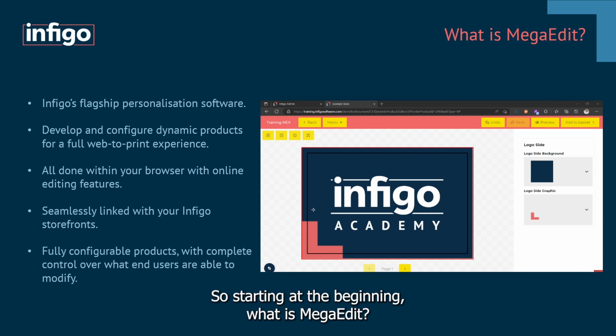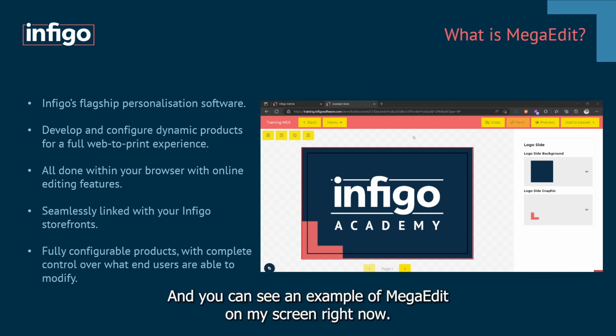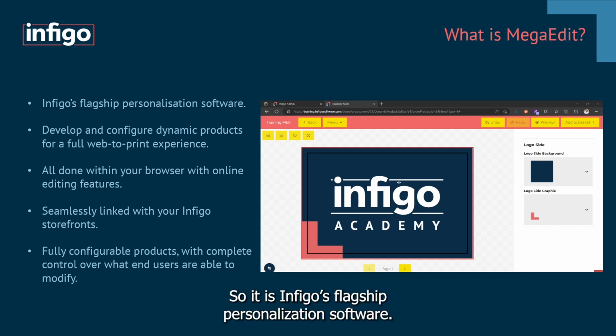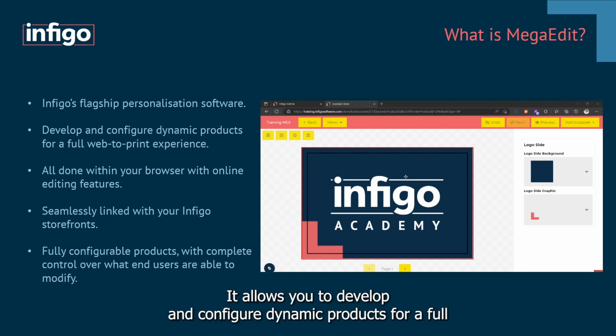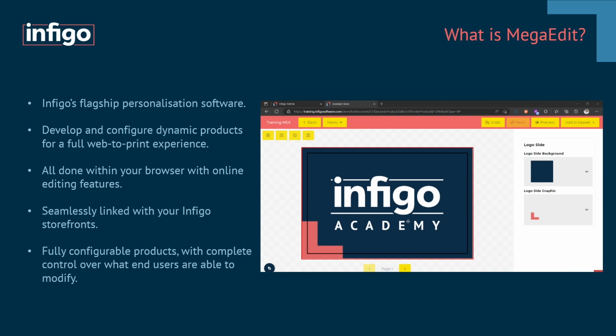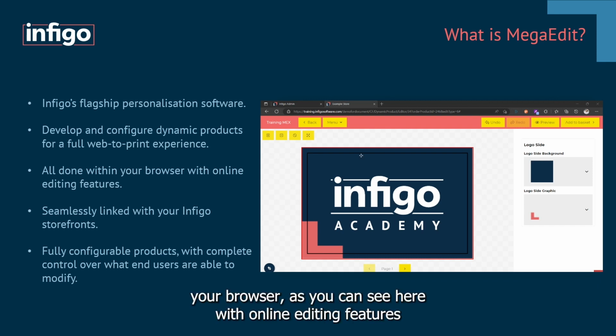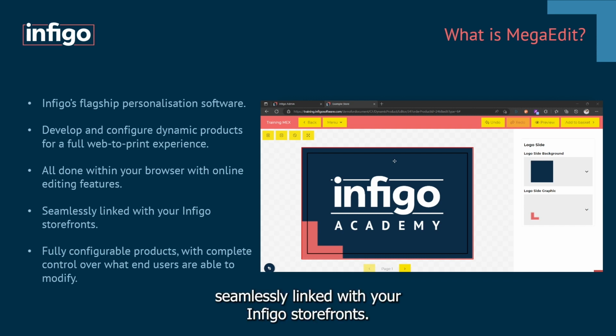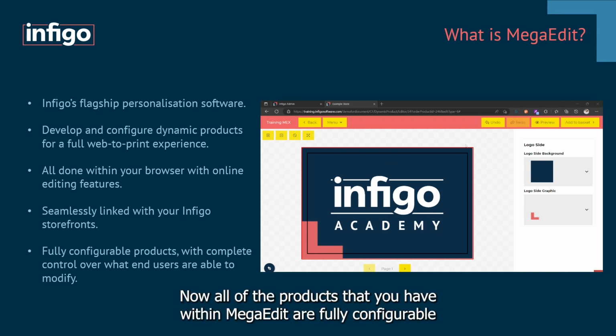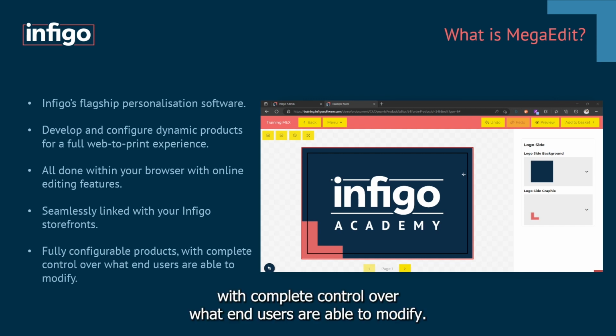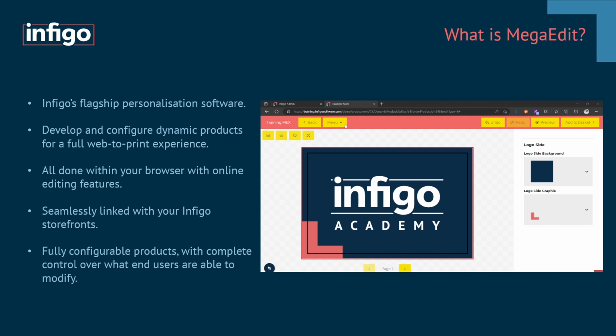So starting at the beginning, what is MegaEdit? You can see an example of MegaEdit on my screen right now. It's Infigo's flagship personalization software. It allows you to develop and configure dynamic products for a full web-to-print experience. It's all done within your browser, as you can see here, with online editing features, seamlessly linked with your Infigo storefronts. Now, all of the products that you have within MegaEdit are fully configurable with complete control over what end users are able to modify.